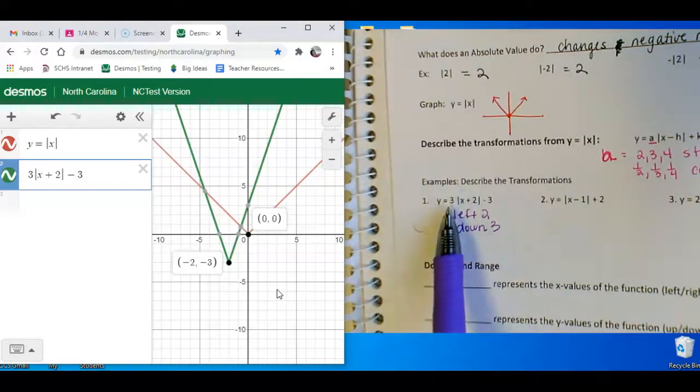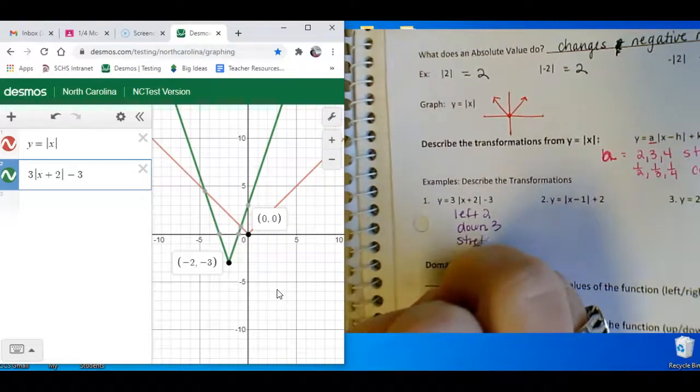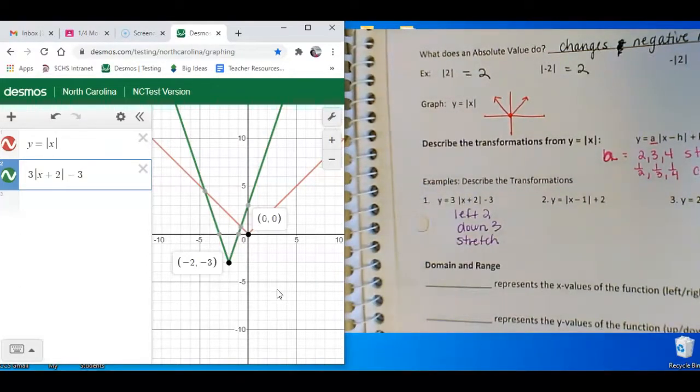There's 3 numbers here, so there's 3 things that have to happen. So I've listed 2 things. There's one other thing that happened. It's got skinnier. And if you write skinnier, that's okay. Skinnier also means stretch, and so we're just going to write stretch. You can write stretch by 3 if you want to, or you can just write stretch.